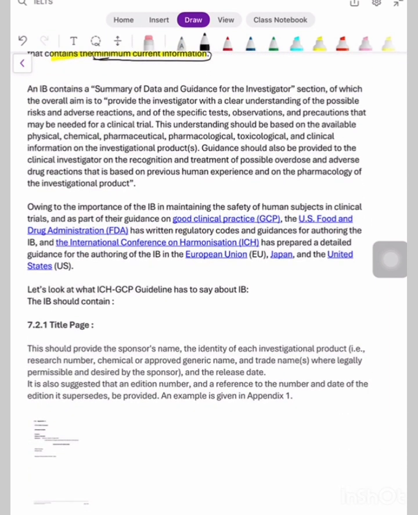An IB contains, so this is kind of a summary now, a summary of data and guidance for the investigator. So the IB has this section. What is that section name? Summary of data and guidance for the investigator, of which the overall aim is to provide the investigator with a clear understanding of the possible risks and adverse reactions of the specific test, observations and precautions that may be needed for a clinical trial.